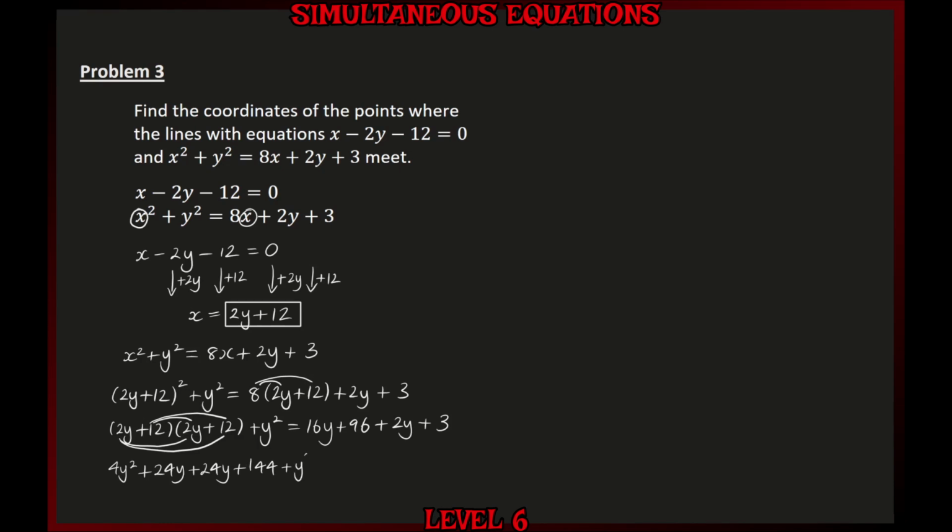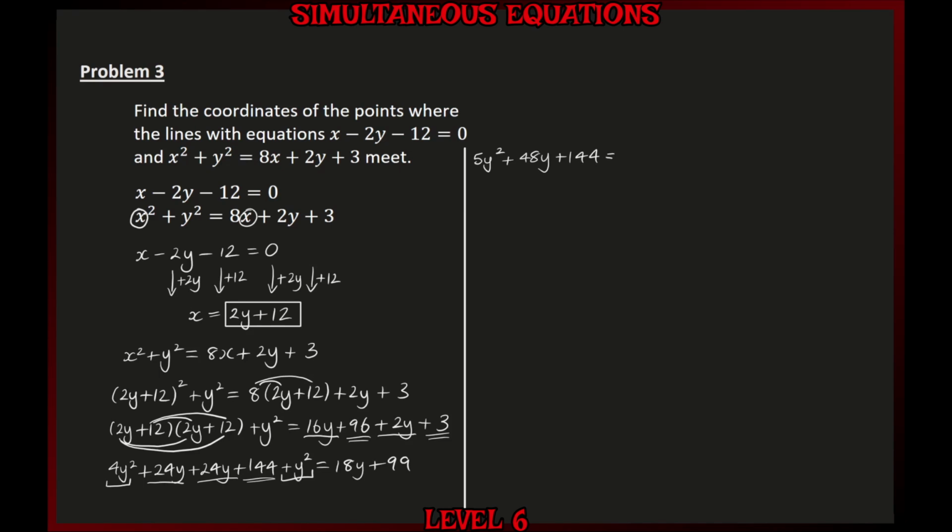We still have a plus y squared on that side, and that's equal to, and we can simplify the right hand side slightly by collecting together the 16y and the plus 2y, which give us 18y, and the plus 96 and the plus 3, which give us plus 99. We can continue simplifying on the left hand side by collecting some like terms there. So we have a 4y squared plus y squared, which gives us 5y squared. We have a plus 24y and a plus 24y, which gives us a plus 48y, and we still have a plus 144 on that side. And that's equal to 18y plus 99.